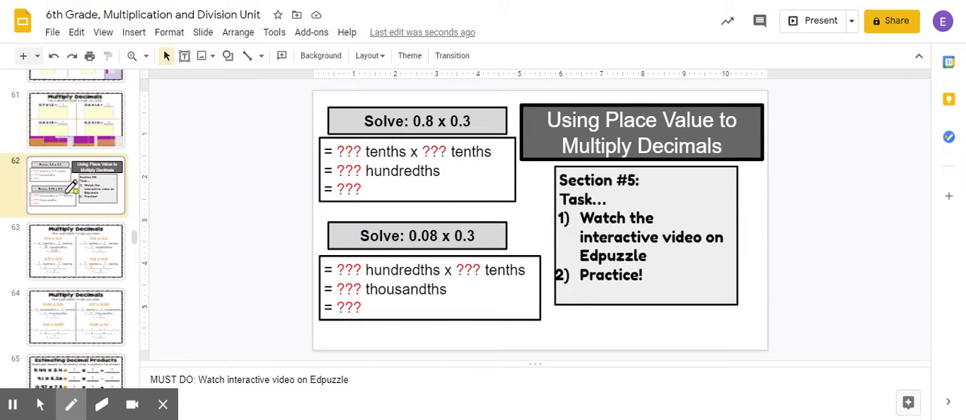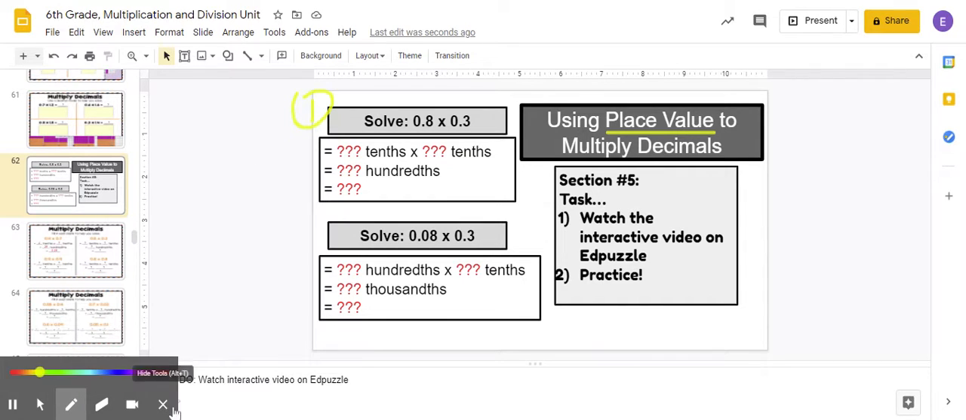All right. So what we're working on here is we're going to be using what we know about place value to multiply decimals. In this first example, we have two decimals that are both in the tenths, right? So we have 8 tenths, and we're going to multiply that by 3 tenths, or we want to find 8 tenths of 3 tenths. All right.